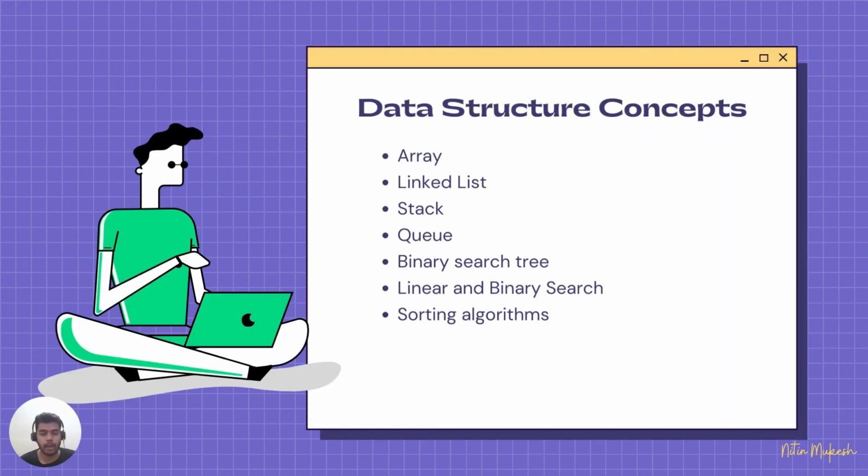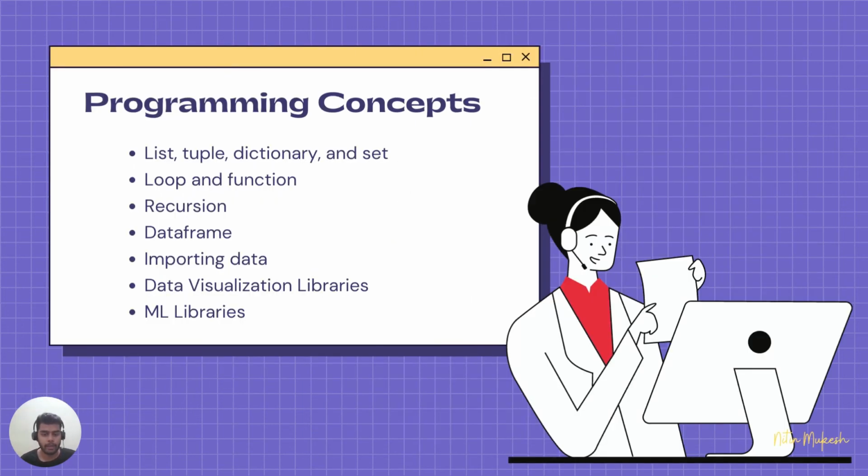And obviously you should have a good understanding of data structure concepts, like array, linked list, stack, queue. These things will help you to better understand other things related to data structures, because in the data science interview a lot of coding questions can be asked. And the programming concepts are like list, tuple, dictionary, set, loop, and function. These types of programming concepts you should know. Obviously if you follow any programming language, these types of concepts are necessary.